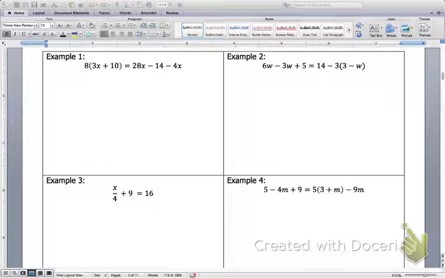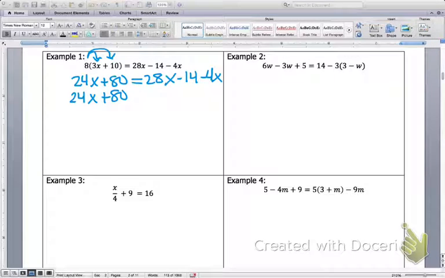So we're going to distribute the 8 times 3 and 8 times 10. Just do those basic steps, 24x plus 80. And on the right side, we just bring it down. Second step would be combining like terms, so I'm going to do that. The 28 and the 4 are on the same side, so therefore they can combine. So 28 minus 4 is 24x.